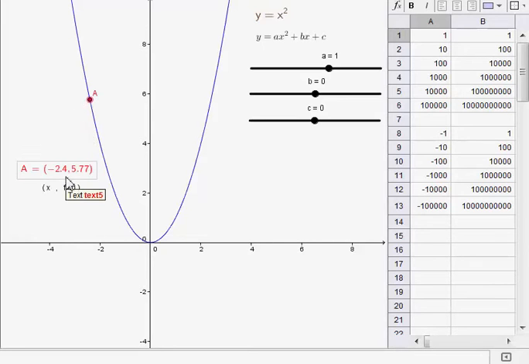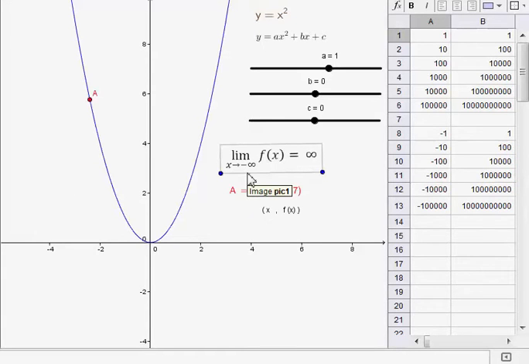You can see this with the coordinates of the points, or if you'd like, you can look in the table over here. As I plug in numbers further and further in the negative direction, negative 1, negative 10, negative 100, meaning movement to the left on the x-axis, my corresponding outputs f of x grow larger but in the positive direction, 1, 100, 10,000, etc. This is the notation that would describe this.